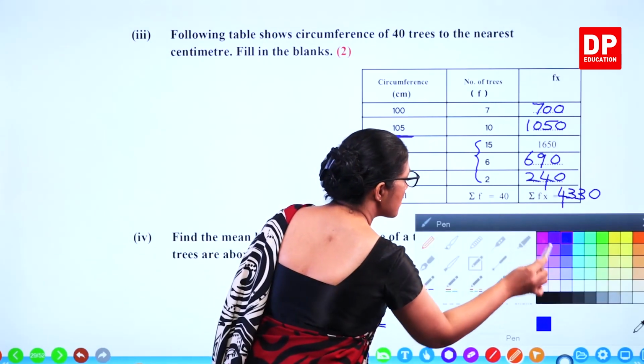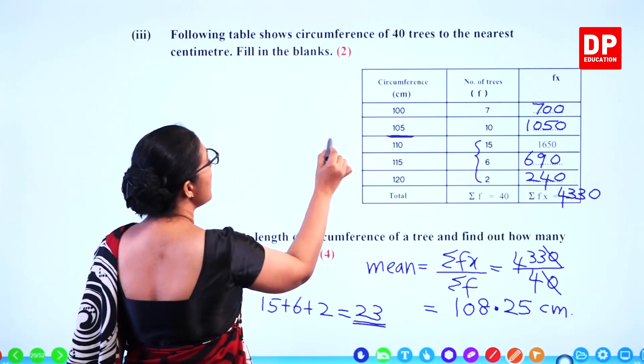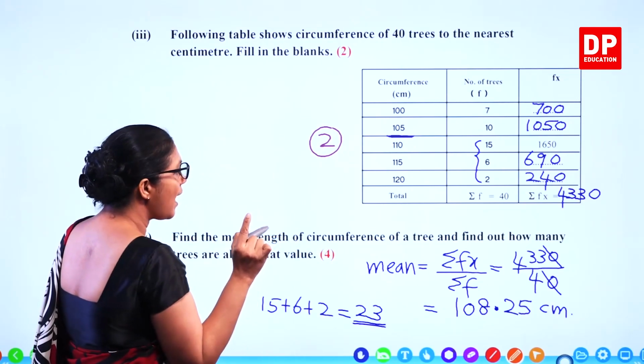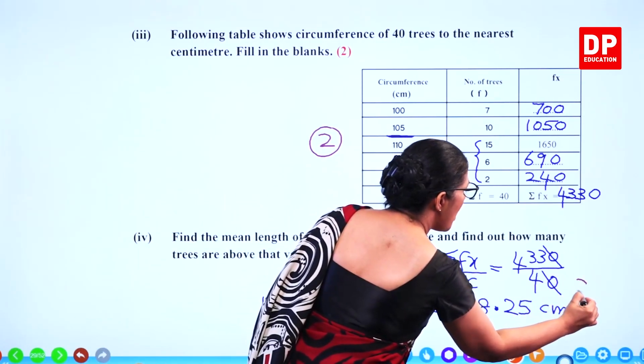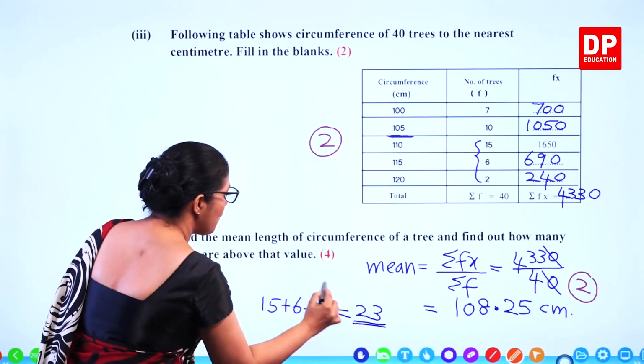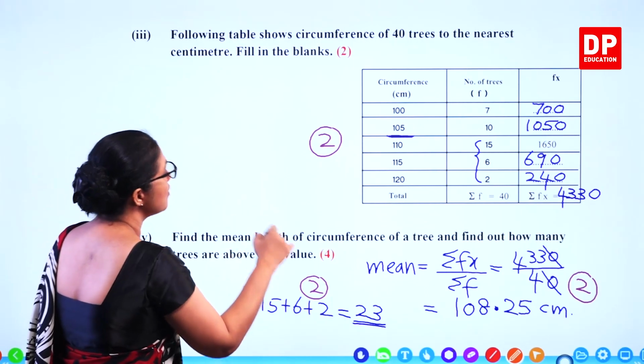So how many marks? You are getting 2 marks for filling the blanks here and then calculating the mean value. You are getting 2 marks, and then finding this value 2 marks. So altogether 4 and 2 here.